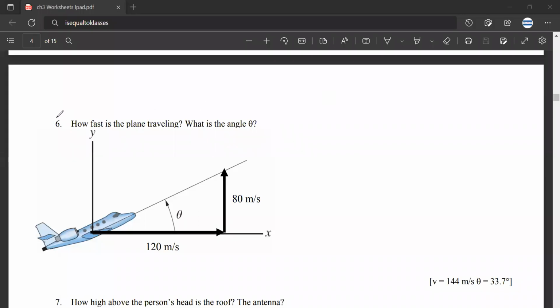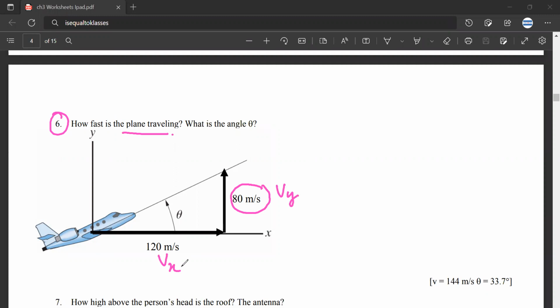Same question, Chris. How fast is the plane traveling? Basically, now what they have done is they have given us the y component of the velocity. This is the y component of the velocity. This is the x component of the velocity. Chris, is it making sense?